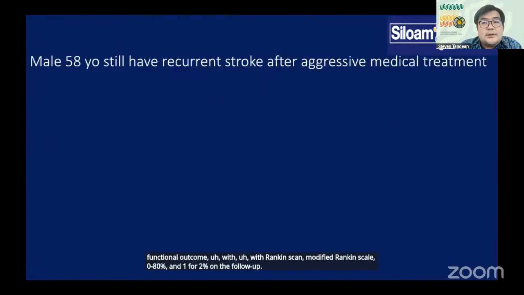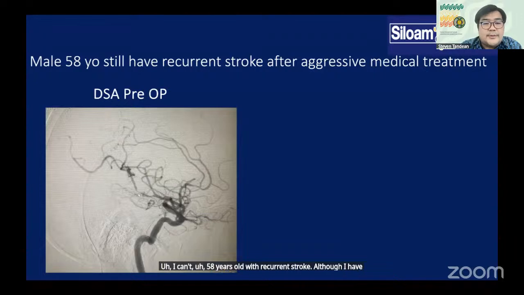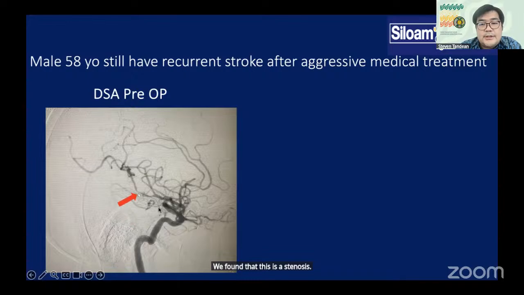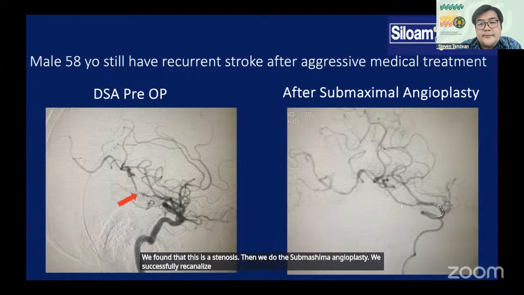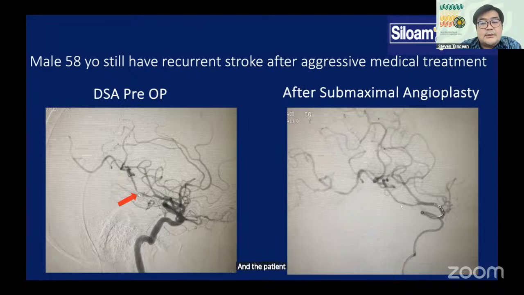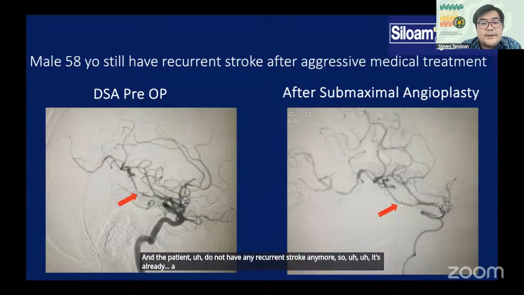So I also have one patient with a small-caliber ICAT, 58 years old, with recurrent stroke although on aggressive medical treatment. We found that this is a stenosis. Then we did the submaximal angioplasty. We successfully recanalized about 80%, and the patient does not have any recurrent stroke anymore. It's already 6 months from the treatment.